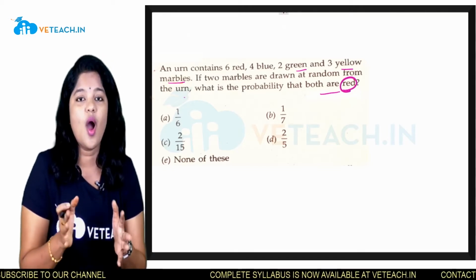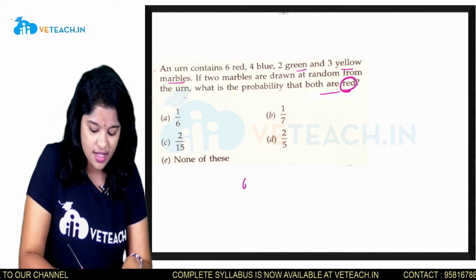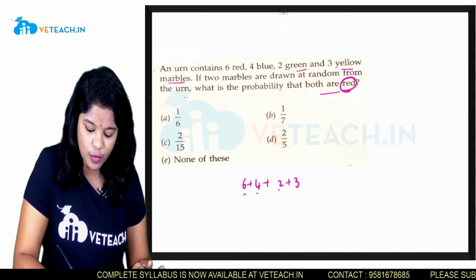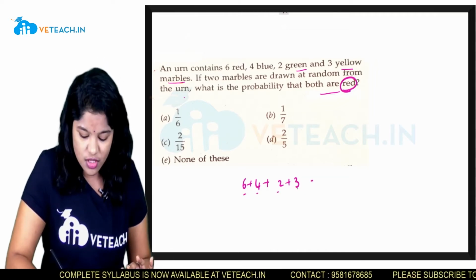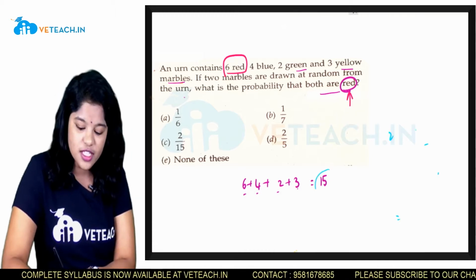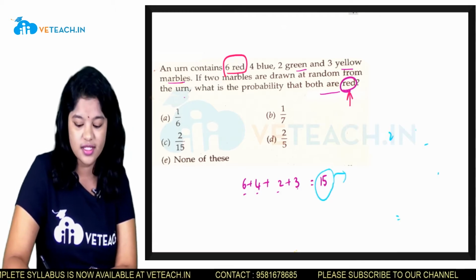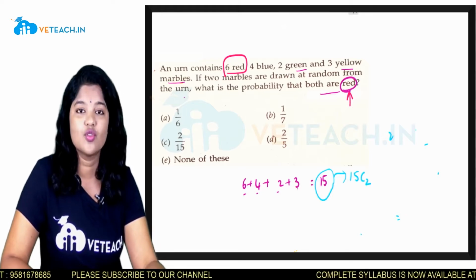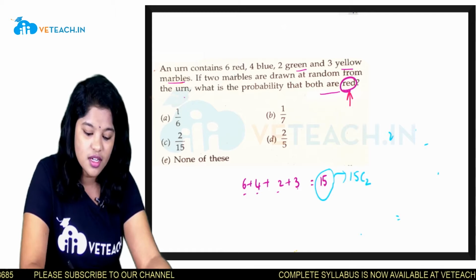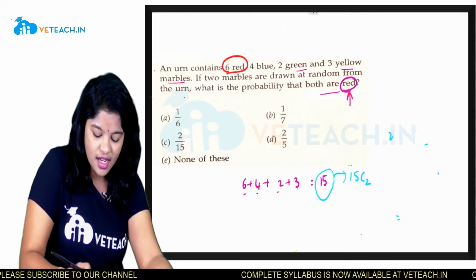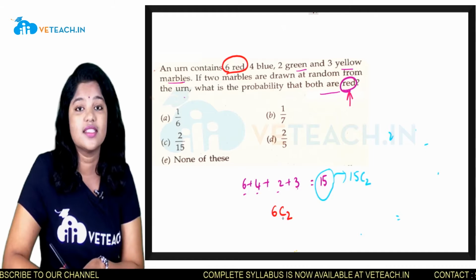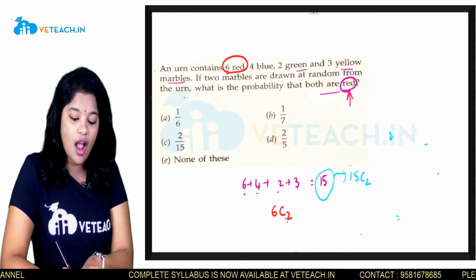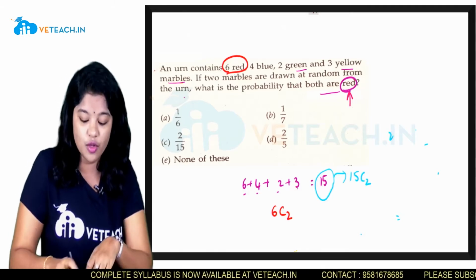Now, first let us consider how many total marbles are there. Those are 6 plus 4 plus 2 plus 3, that is 6 red marbles, 4 blue, 2 green and 3 yellow marbles. So in total you will be having 15 marbles. Out of these 15 balls, I should pick only 2 balls, that is 15C2. Those 2 balls should be of only red color. So from the 6 red color balls, we should pick only 2 balls, that is our favorable event.